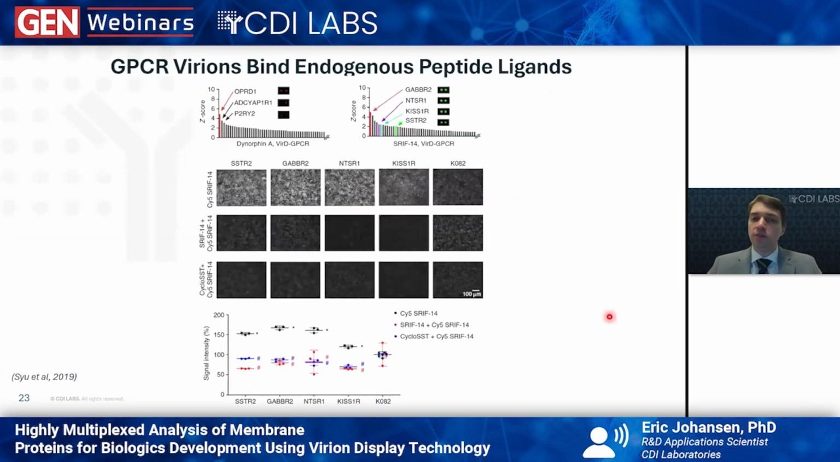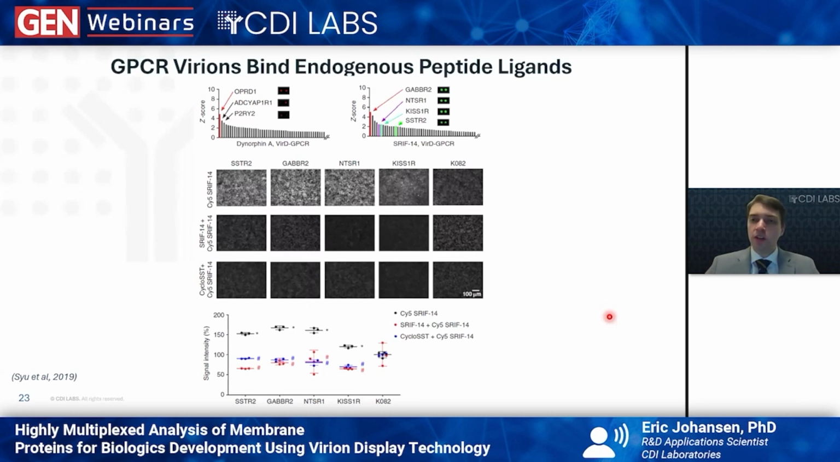We did this for two types of peptides, namely dynorphin A and SIRF14. Dynorphin A is a ligand, an agonist for the delta opioid receptor. SIRF14 is an agonist for SSTR2. For dynorphin A, we see what we'd expect in that OPRD1 was a top-ranking hit. However, for SIRF14, we see that while we were able to observe binding to SSTR2, we had some other hits to unexpected GPCRs, being NTSR1, kisspeptin, and GABR2.